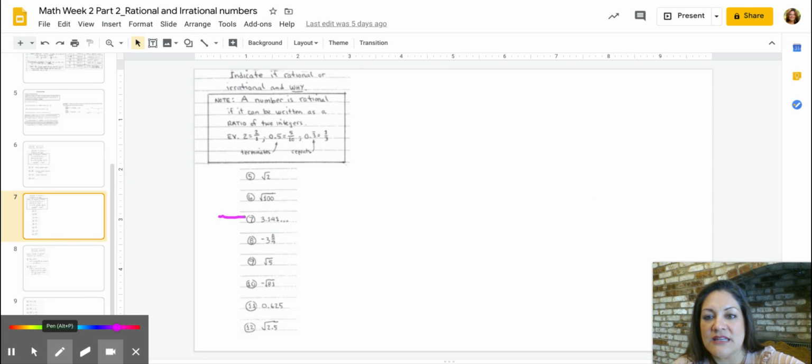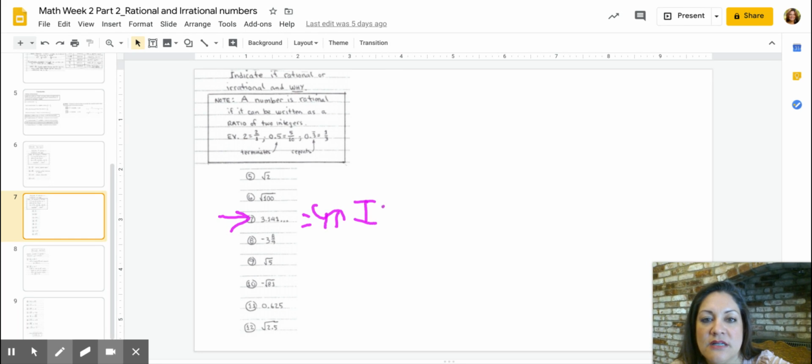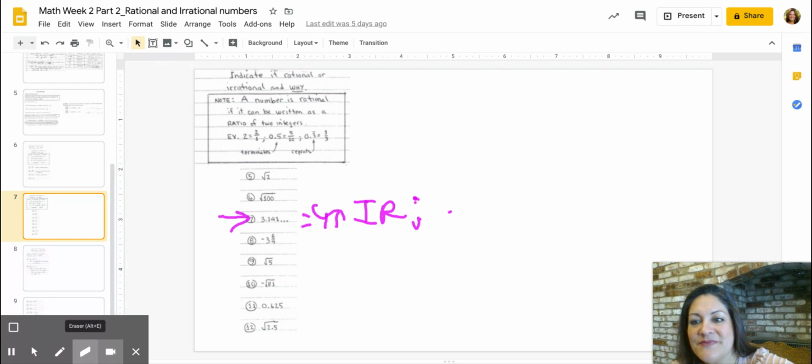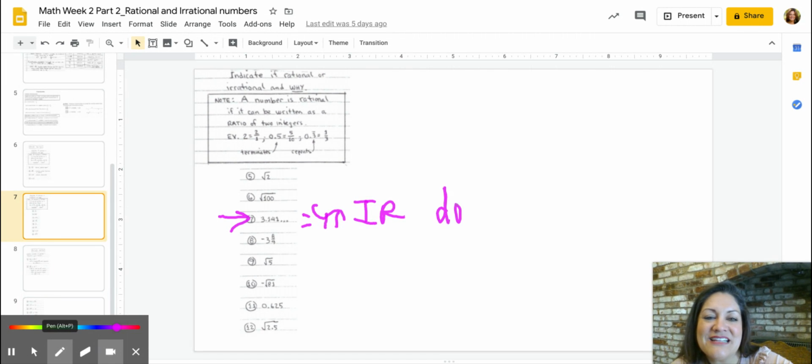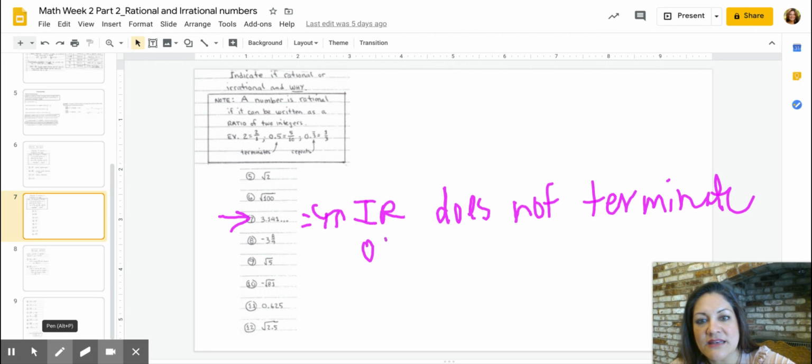Number seven, 3.14. This is pi. We already know that pi is irrational. But irrational because it does not. That's a semicolon. Well, that's like a scribble. Let's erase that. So it is irrational because it does not terminate or repeat. Okay.